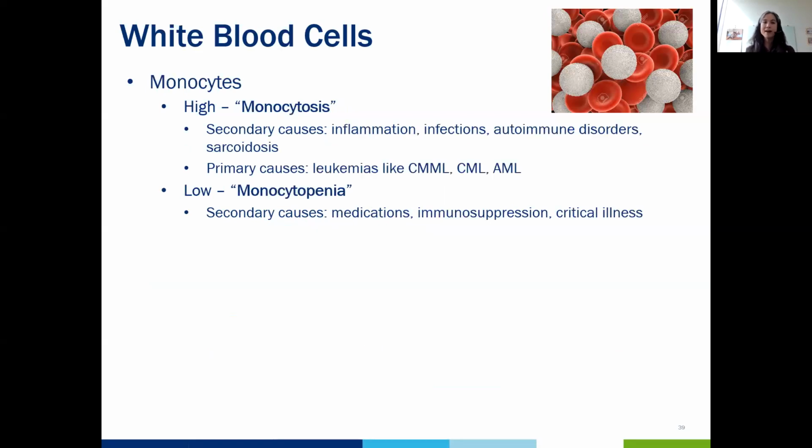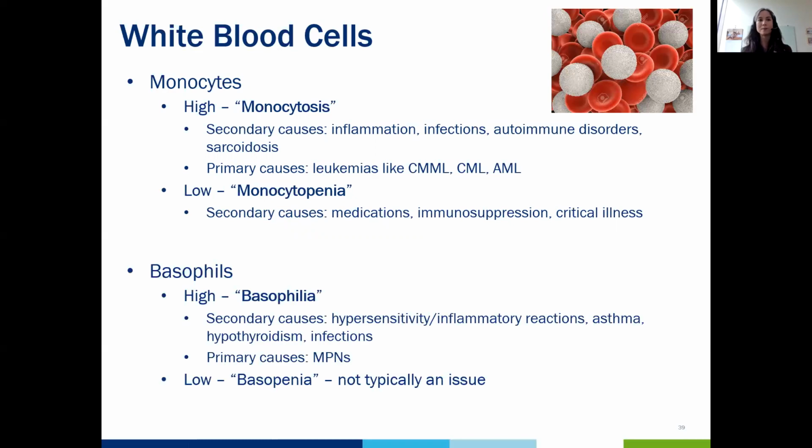For monocytes, if you have high monocyte count, that's monocytosis. Again, many similar causes, including inflammation, infection, autoimmune disorders. Primary causes can include things like chronic myelomonocytic leukemia or CMML, CML meaning chronic myeloid leukemia, or acute myeloid leukemia as well. If you have a low monocyte count, that can be due to different medications, if your immune system is suppressed, critical illness, etc.